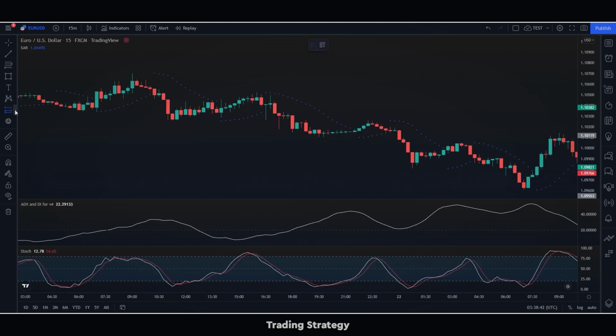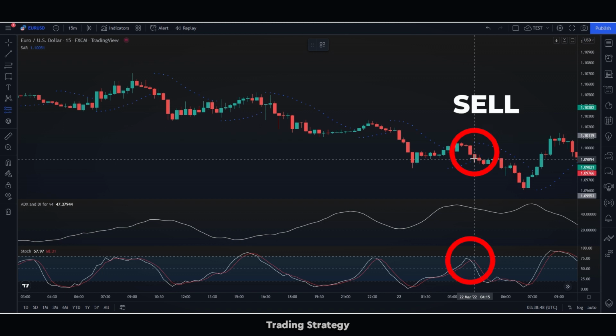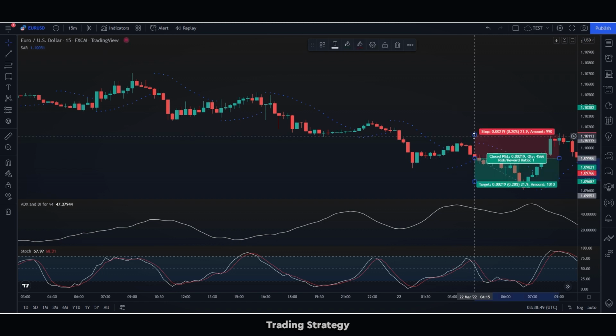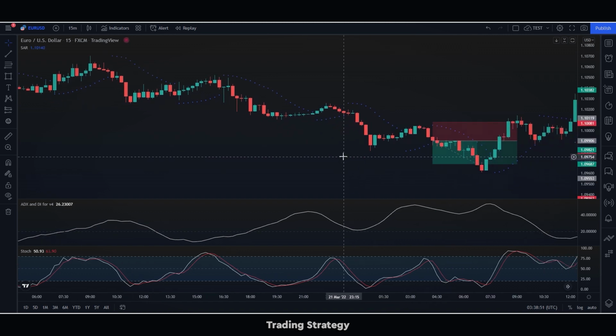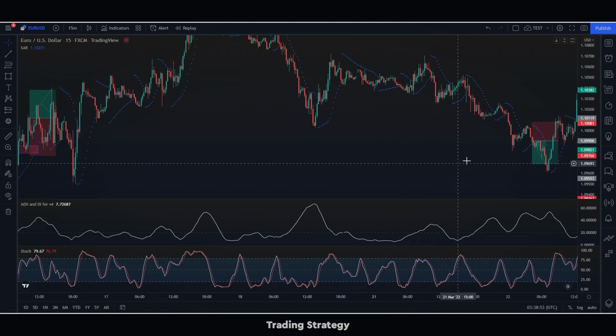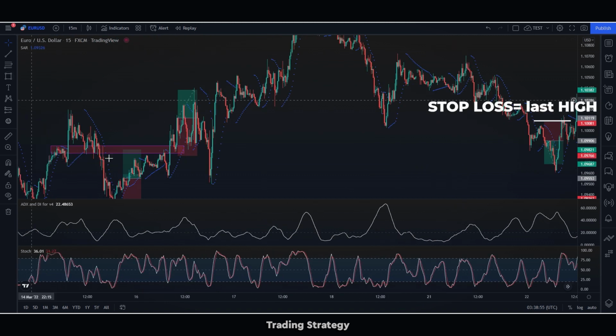To carry out a sell operation, the first thing we will have to do is see that the ADX line is above 20, to know that there is a strong trend. If this is so, we will have to make sure that the Parabolic SAR marks points above the price. If this is also true, we will carry out the sell operation when the white line of the stochastic crosses the red line from top to bottom. We will place our stop loss at the last high and our take profit at the support and resistance zones with a minimum risk-benefit ratio of 1:1.